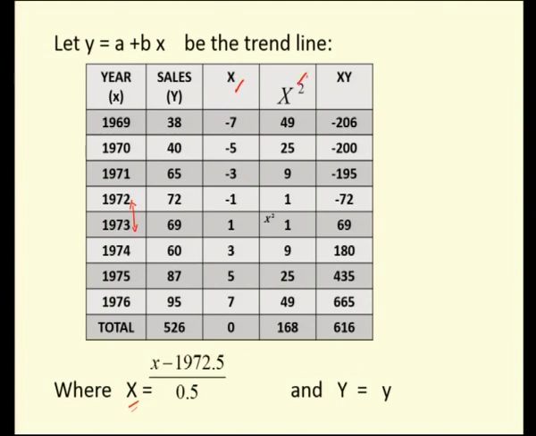For this you calculate your x squared. Simultaneously you will get 49, 25, 9, 1, 1, 9, 25, 49. Then you multiply x and y, and you will get minus 206, minus 200, minus 195, minus 72, 69, 180, 435 and 65. Get the total of y and the total of x. Since you have taken the origin at the middle, you will naturally get summation x equal to 0. Summation x squared is 168 and summation xy is 616.